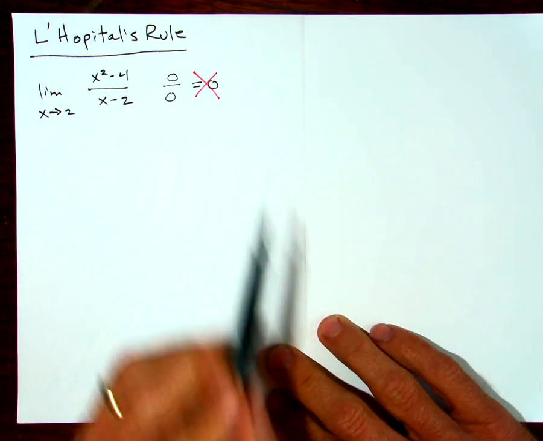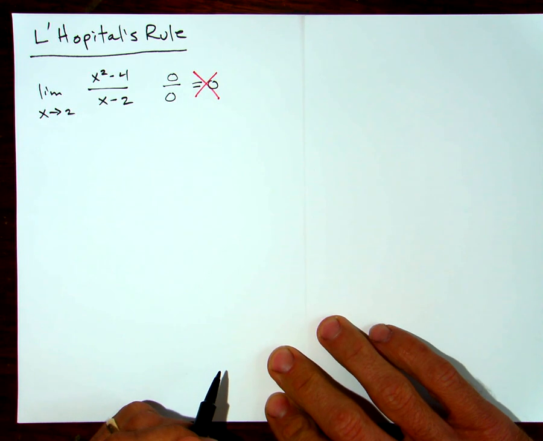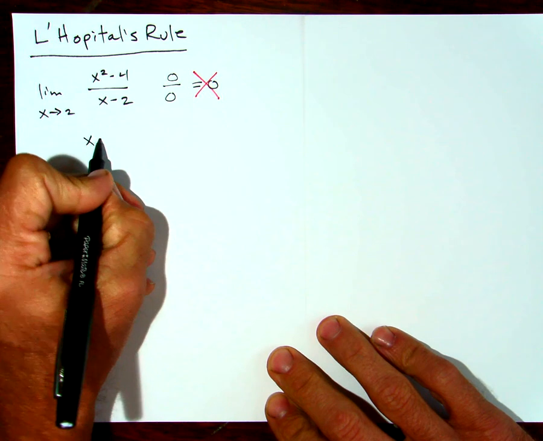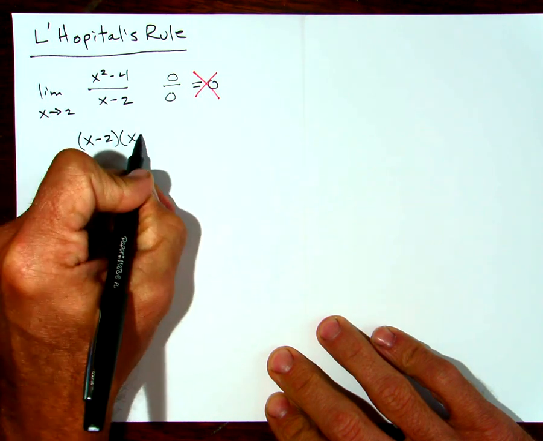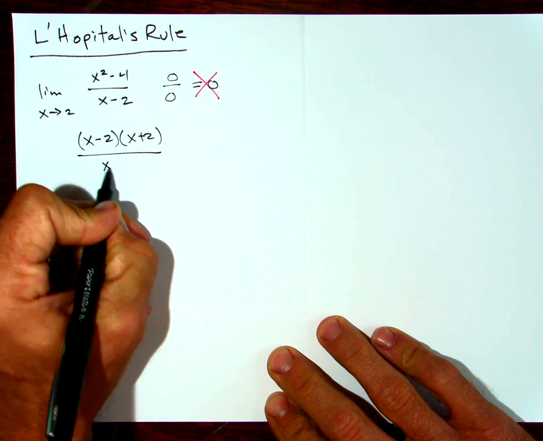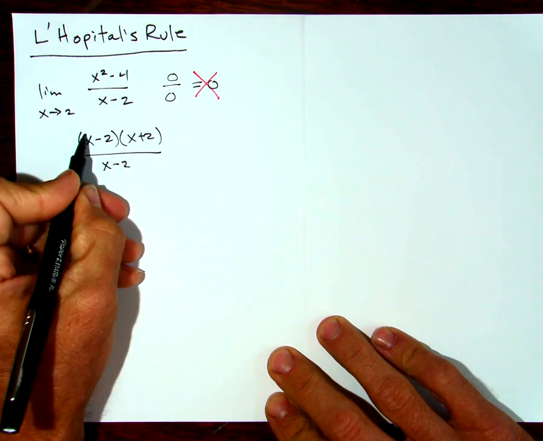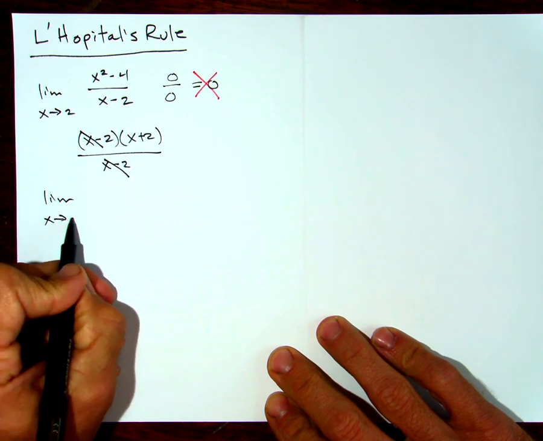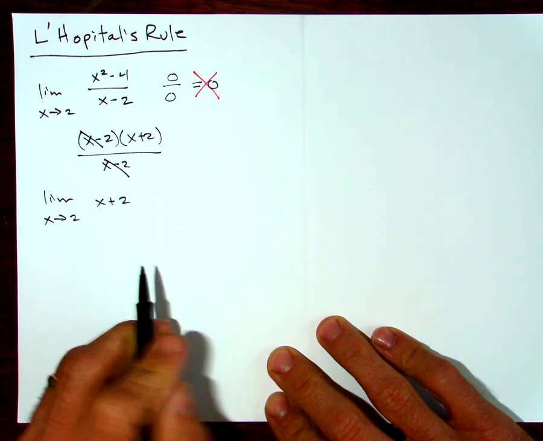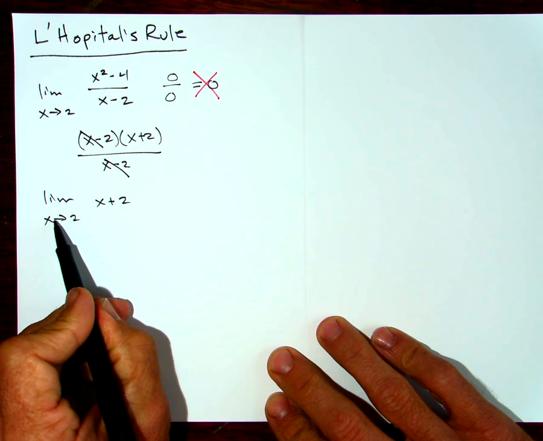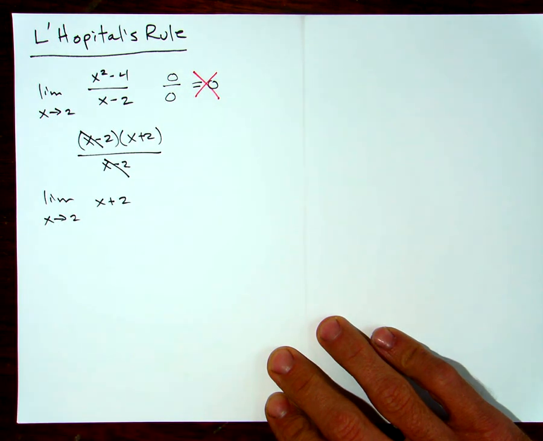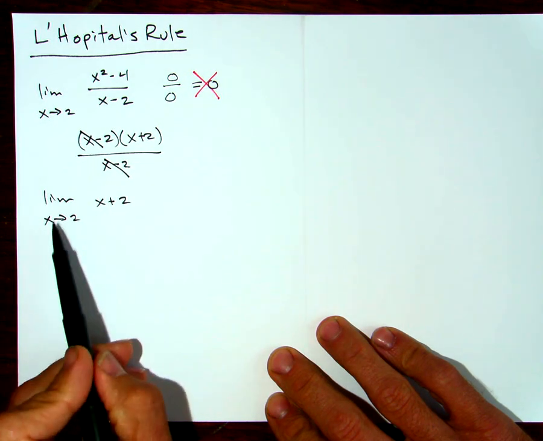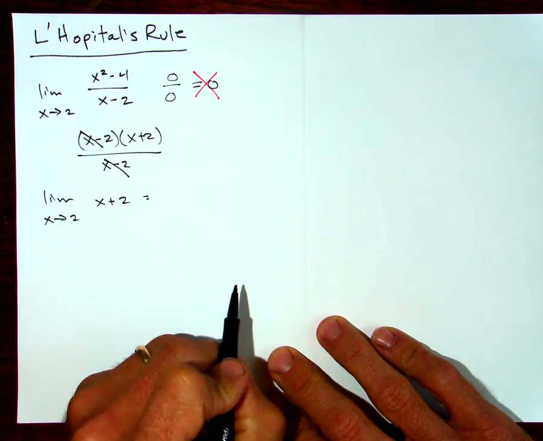We have some algebraic techniques from Calc 1 that allow us to evaluate this. We could factor the numerator, so we would get x minus 2 times x plus 2 over x minus 2. Then we cancel this factor, and we end up with the limit as x approaches 2 of x plus 2. Now this function is continuous at x equals 2, so we can evaluate it by substitution. Remember, continuity means that the function value and the limit are the same, so we can evaluate the limit simply by evaluating the function. So I can put in 2 for x, and the limit's 4.